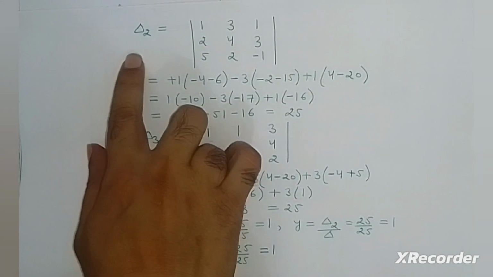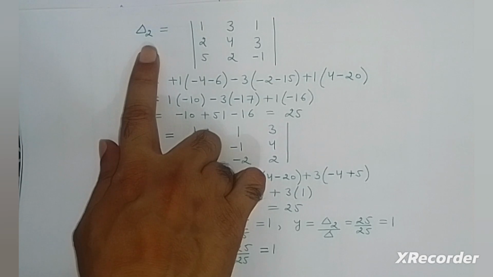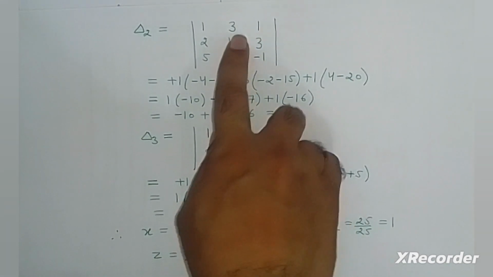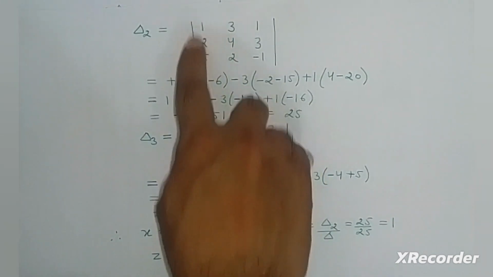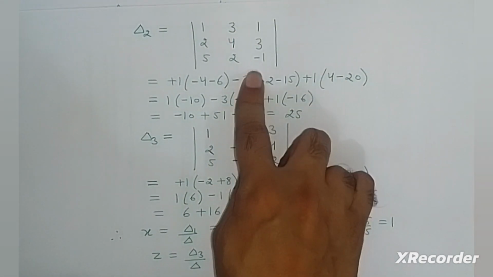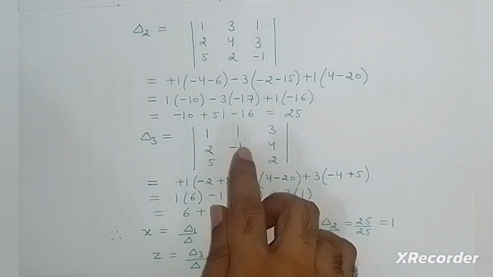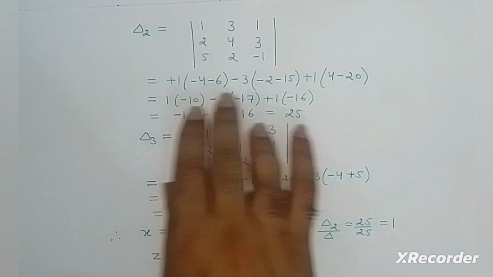Further we find delta 2. Now we have replaced the second column, so we have the values 1, 2, 5. The first column remains the same, the third column remains the same, and the second column is replaced by 3, 4, 2, and the same procedure is applied here to find the determinant.